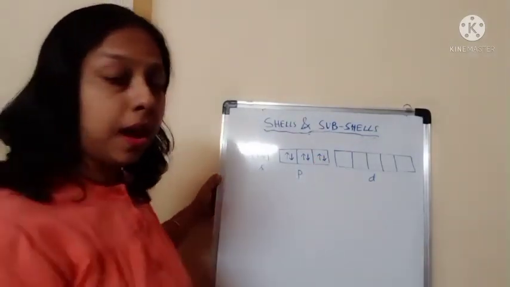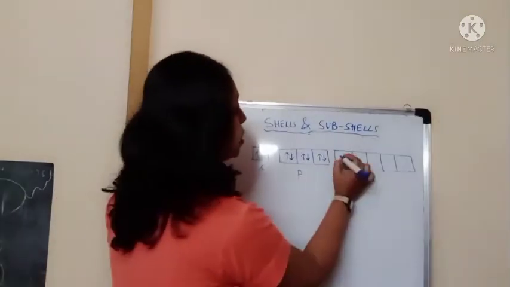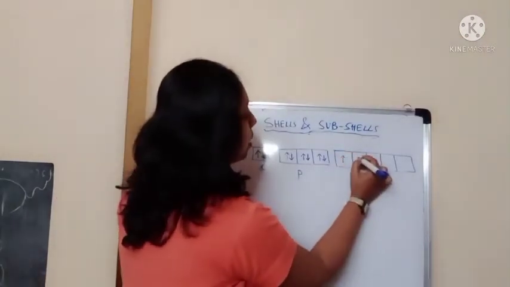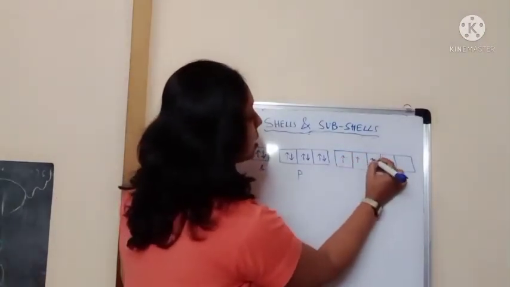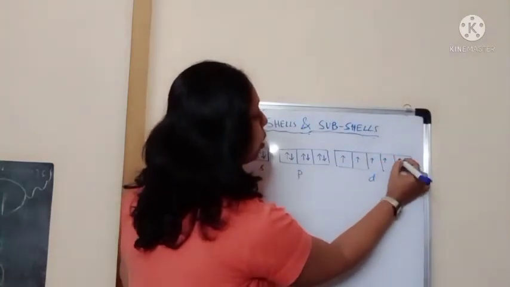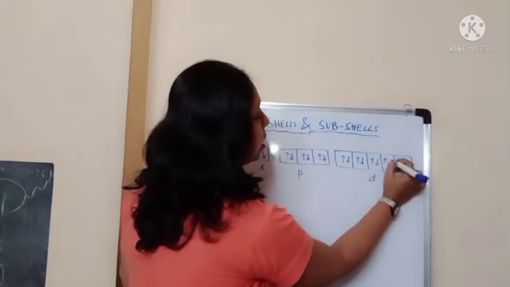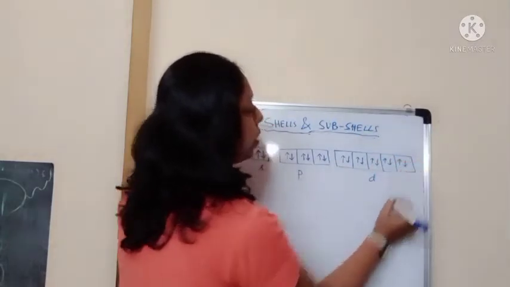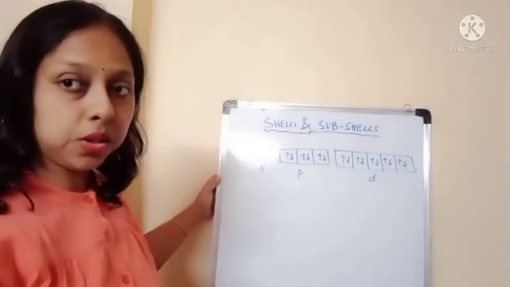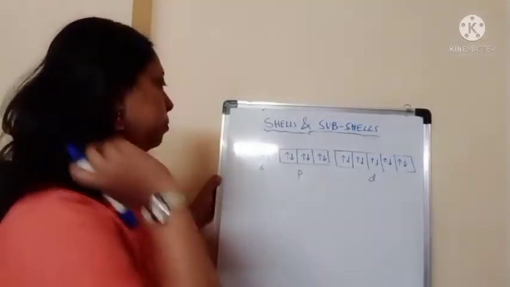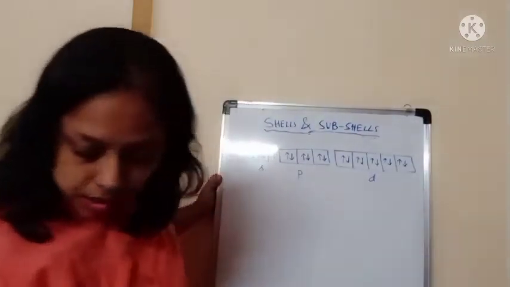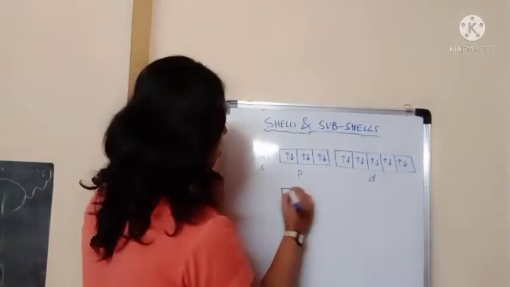Now again, after this, if the 9th electron comes, it will go to D. Then the 10th will be like this. This way it will keep on going. Like this it is filled. Okay, understood?